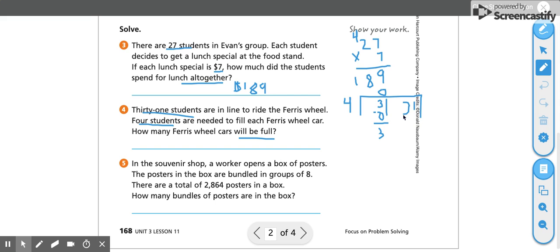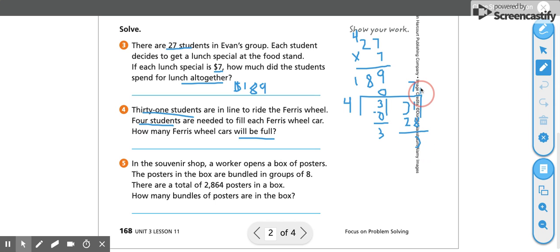So how many 4s go into 31? Well, I know that 4 times 5 is 20. I want more than 5. And I know that 4 times 7 is 28. And 28 is pretty darn close to that 31. If I get higher than that, then I'm going to go over 31. So we're going to say 7. 4 times 7 is 28. So I subtract those, and I would get 3. So I get a remainder of 3.